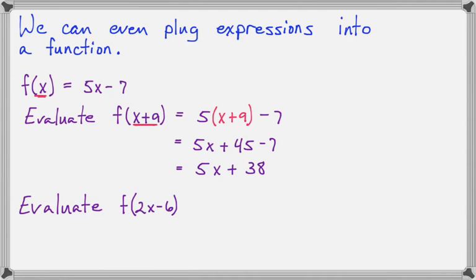Let's also evaluate f of 2x minus 6. So in this case, 2x minus 6 goes in the place of x, and instead of 5x minus 7, I will have 5 times 2x minus 6 minus 7. So again, distribute your 5 and combine your like terms, and we'll end up with 10x minus 37.